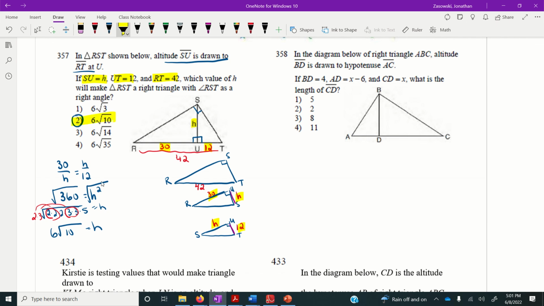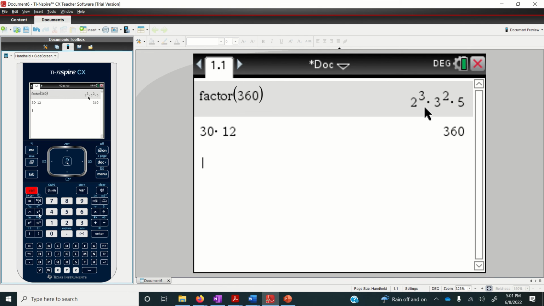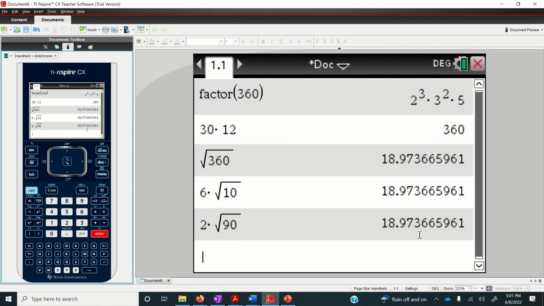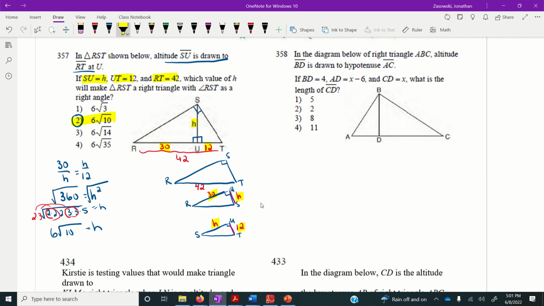Now, we can check that, or if you forget how to do this, you can just type in the square root of 360, hit enter, and get the decimal, and then you can type in each of the answers until you get the same decimal. Now, if you end up getting, let's say we did 2 square root of 90, you'll get the same decimal, but notice that we always want to pick the number with the smaller number inside. So if you have 2 that are the same, pick the one with the smaller number inside the radical. That's how it's simplified.